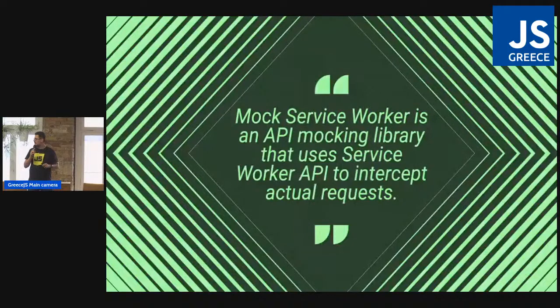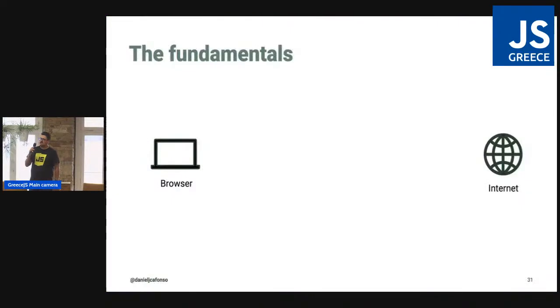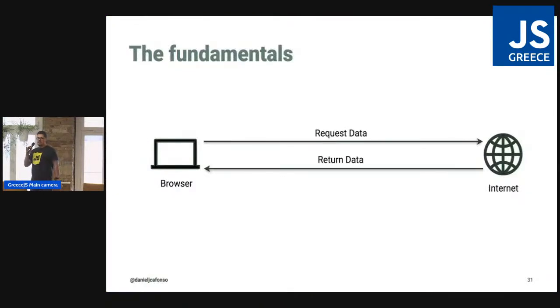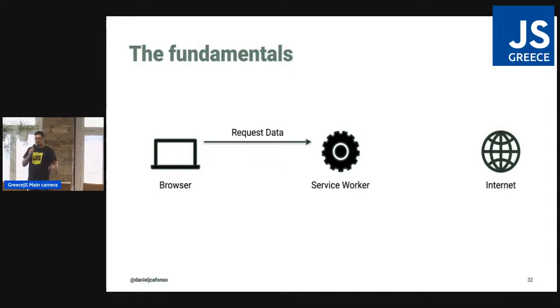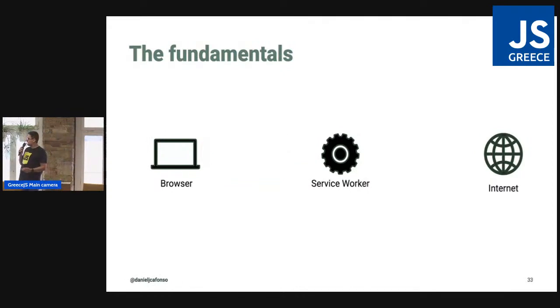So how does this work? Well, traditionally, like we saw in the beginning, your browser goes into the internet, it gives the data back, and you show it in your application. Mock Service Worker adds a service worker in the midst of it. So whenever there's a request that is fired by your application, the service worker is going to intercept it. It's going to ask itself, do I have this data mocked here somewhere by following the contract? And it's going to return that data back to your browser.